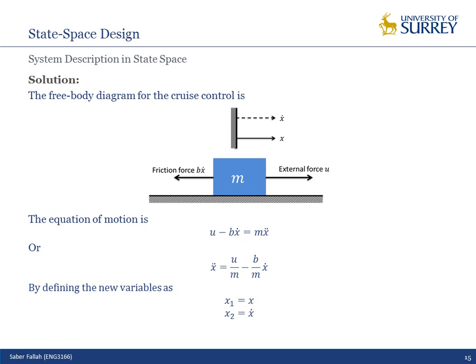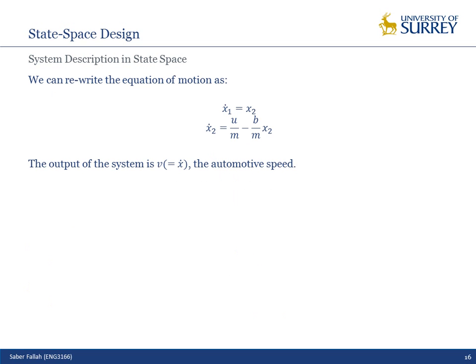Correct? So I can reshape the equation of motion in this form. x dot 1 equals x2, and x dot 2 is equal to u over m minus b over m x2, where x2 is x dot. So instead of one second order differential equation, I have two first order differential equations. That's the way I represent or show the equation of motion in state space format.